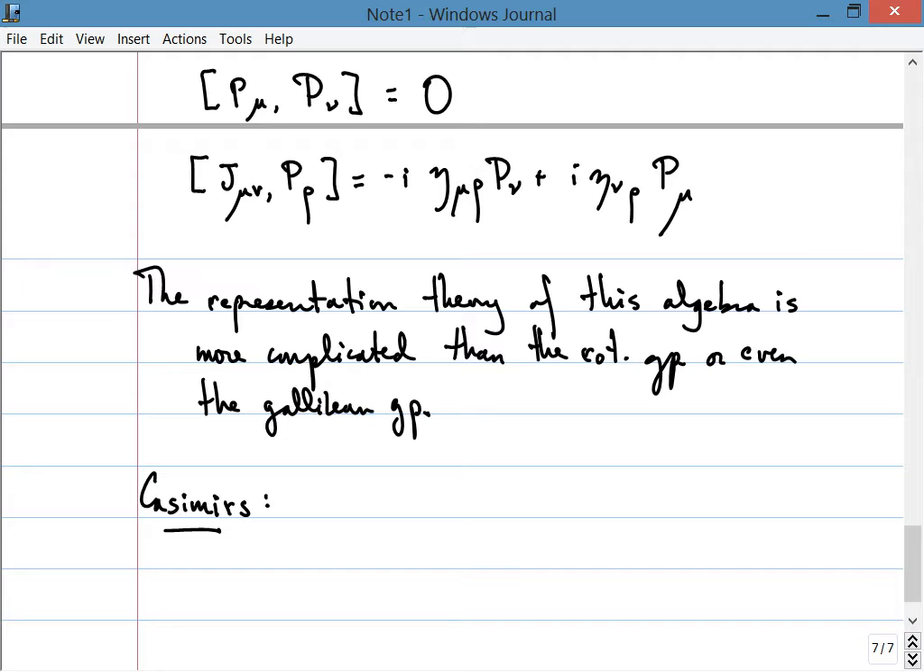See how well you remember your special relativity. I know at least some of you are taking my special relativity class and have no excuse. Any guesses? No guesses? You all just haven't woken up yet. Okay.